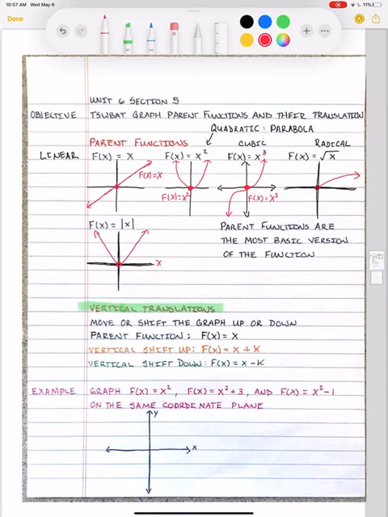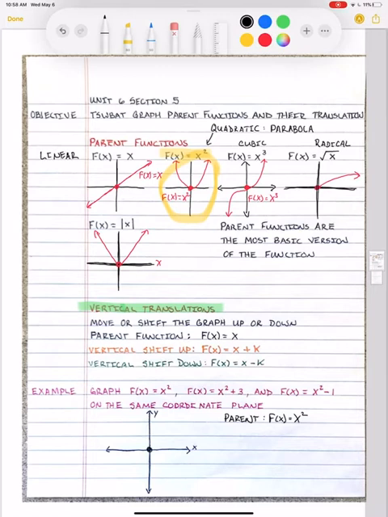So we're going to go ahead and get started. Okay. This example says graph f of x equals x squared, f of x equals x squared plus 3, and f of x equals x squared minus 1 on the same coordinate plane. So we're going to start with the parent function, which is f of x equals x squared. Remember, it's the parent function, so literally all we have to do is look up here. That's our parent function. This is what the graph has to look like. So that's what we're going to graph.